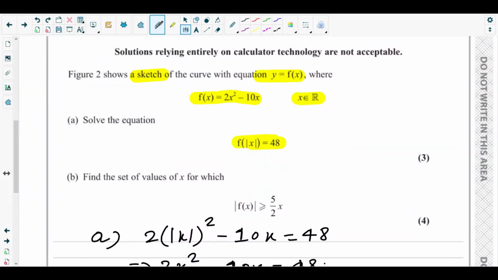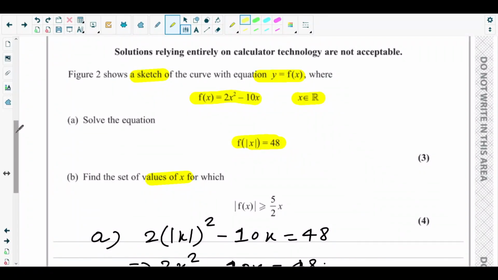Next is part B. Part B is asking to find the set of values of x for which modulus of f of x is greater than or equal to 5 over 2x. So this is basically solving a modulus inequality.